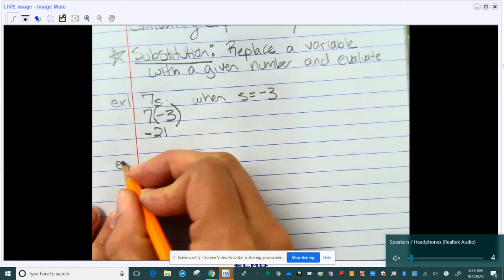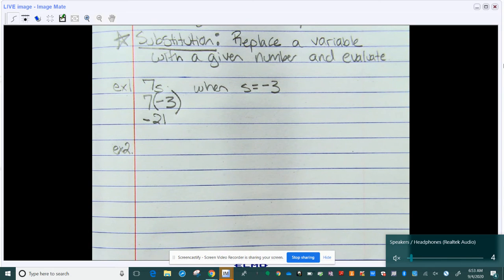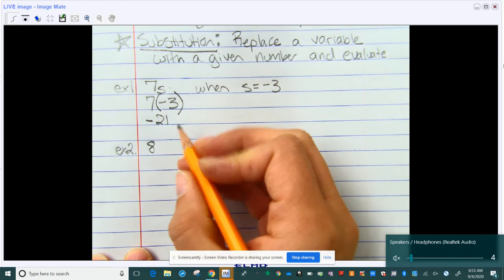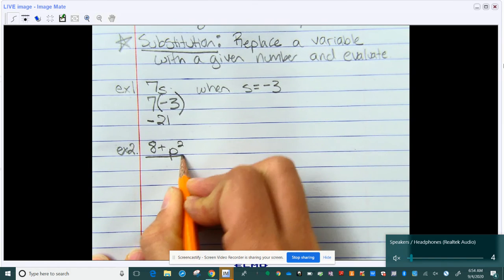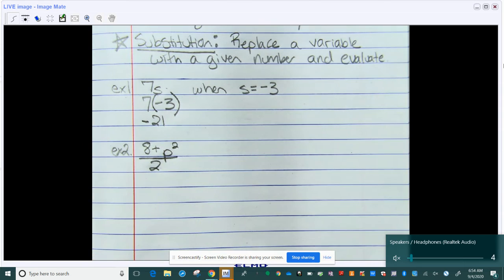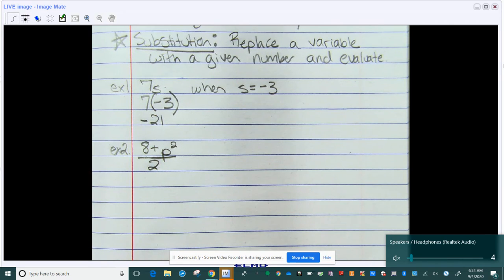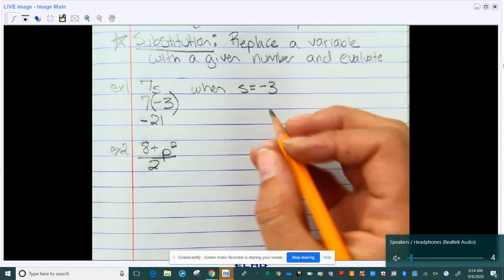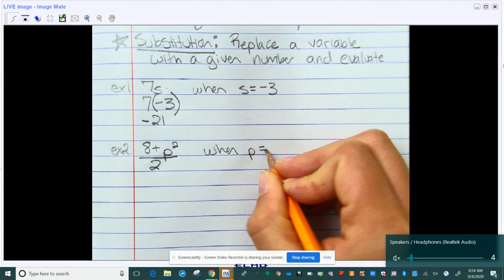Example 2. So this one, we're going to make it a little bit more complicated here. We're going to have 8 plus p squared all over 2. Now remember, that is a fraction technically. It's also a division sign. And since it's a grouping symbol, we need to simplify our numerator and our denominator first. When p equals -4.